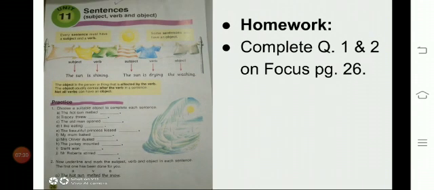Now your homework is you have to complete question number 1 and 2 on focus page number 26.